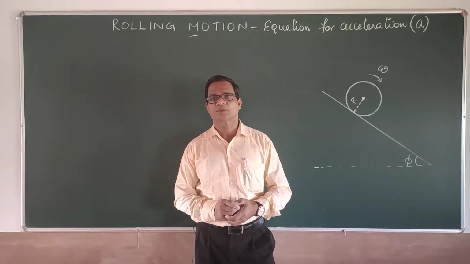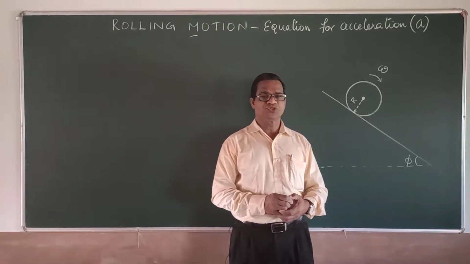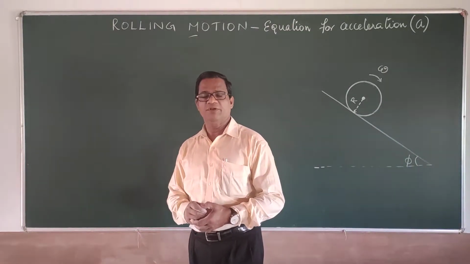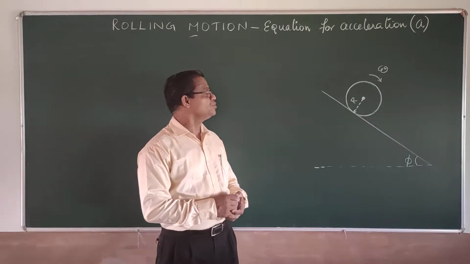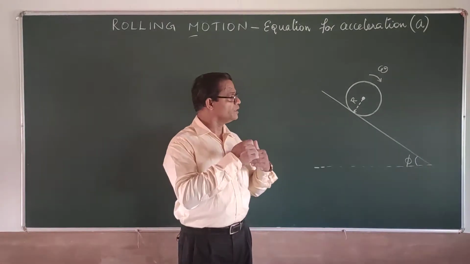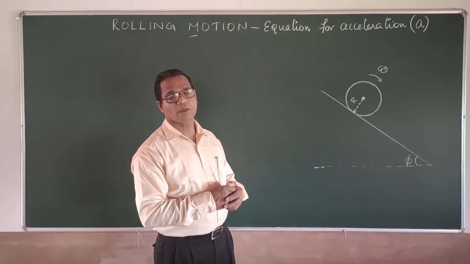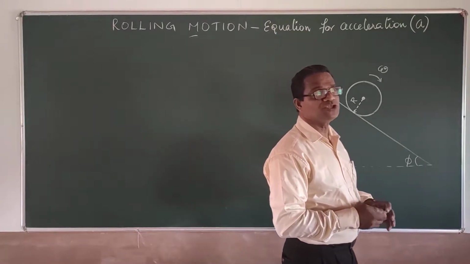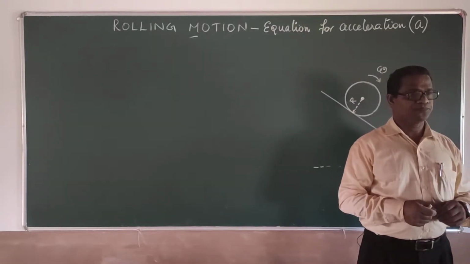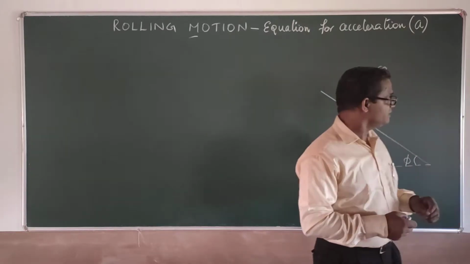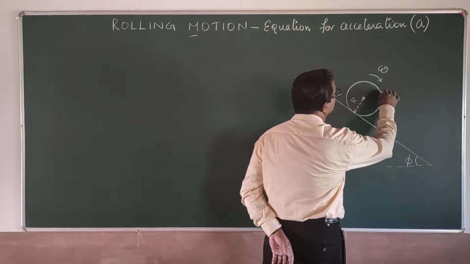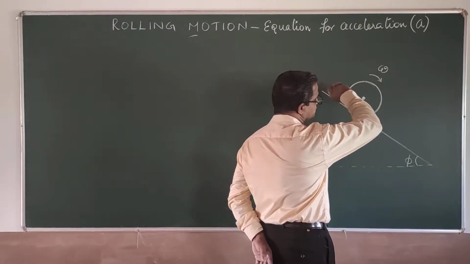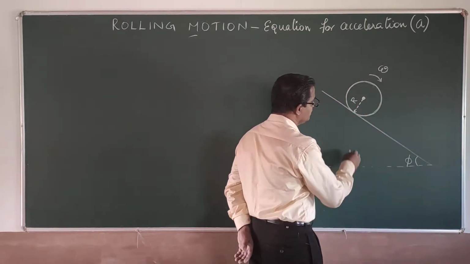Hari Om. We consider the rolling motion again. And here we are considering the motion of a body which is rolling on an inclined plane. And what is its acceleration? What is the equation for acceleration? So to find that, let us consider a ring now rolling down an inclined plane.